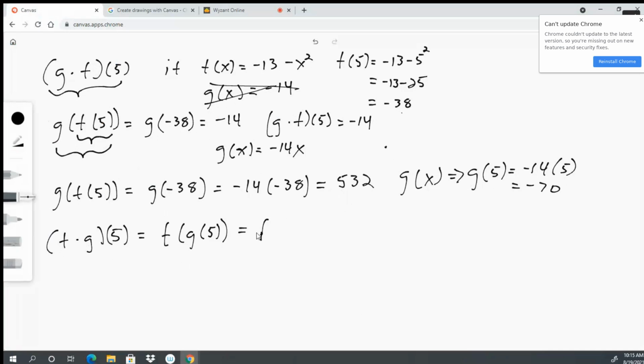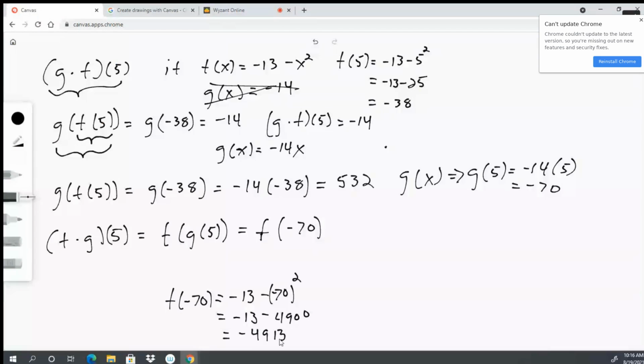So we're doing it in the other order. Minus 70 plugs into g of 5 to get f of minus 70. And then we plug in minus 70 into our f equation, where f of minus 70 equals minus 13 minus 70 squared, which is equal to minus 13 minus 4900, or minus 4913. Again, you can do this in your calculator, or you can do it in your head. It's actually quite simple. And if you have any questions about that, feel free to contact me.